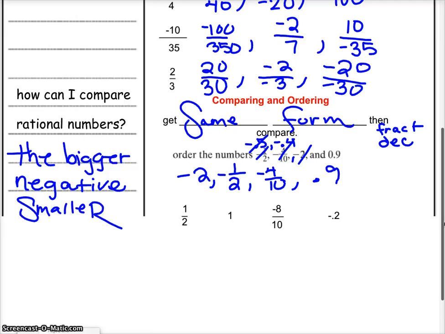Because a bigger negative implies that you're over here on a number line. If you're a big negative, you're over here. And when you're on the left of a number line, the furthest left you are, the smaller you are. That's why that's the case. It all stems from the number line.